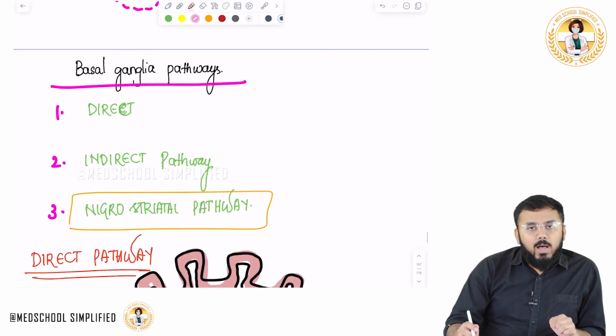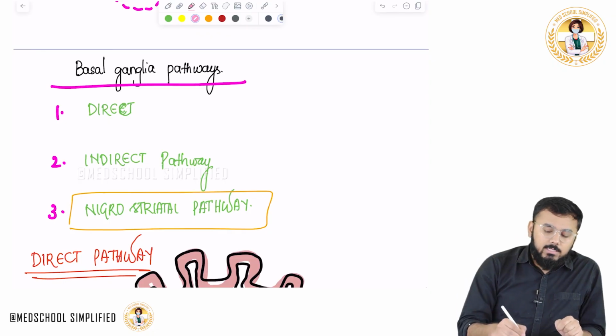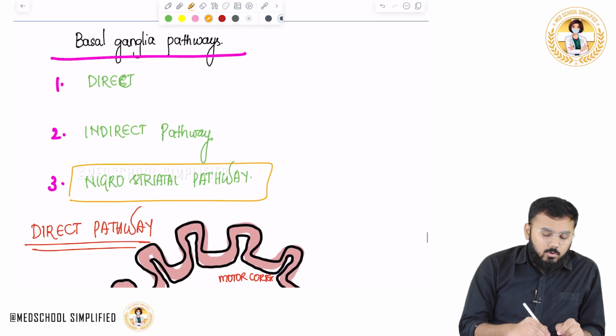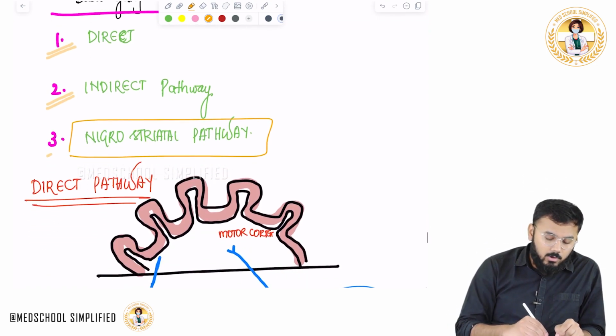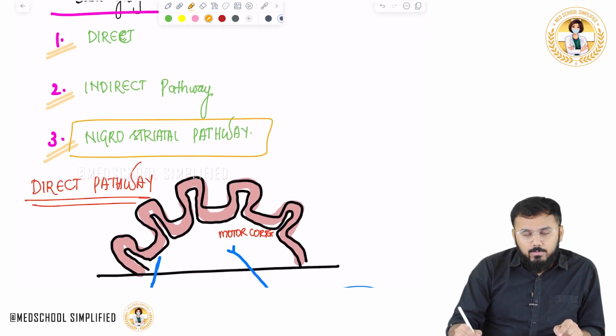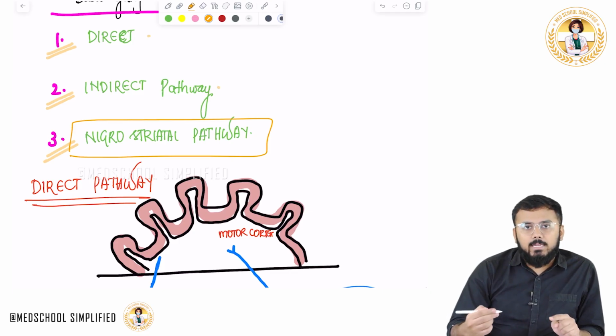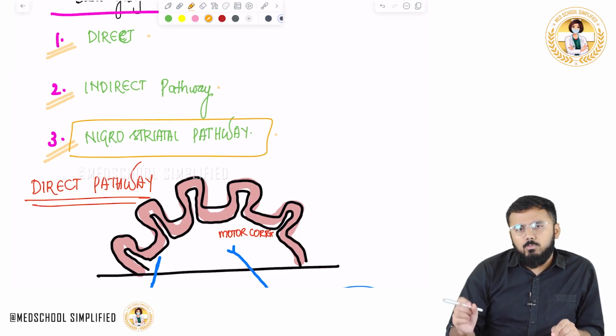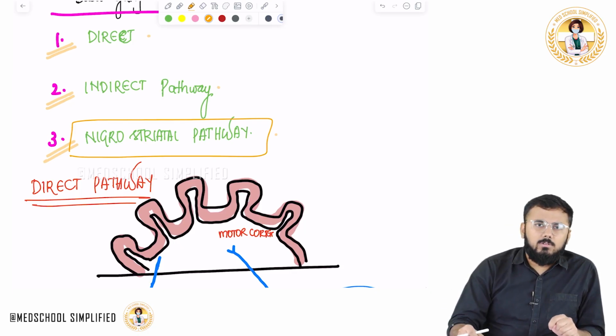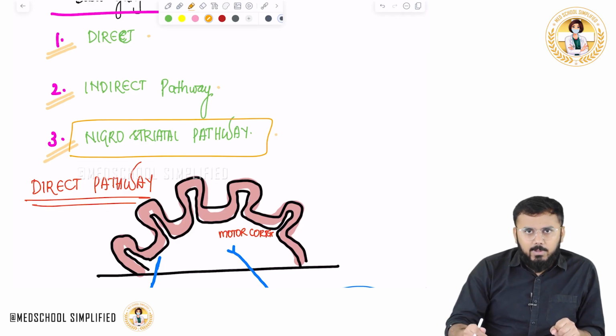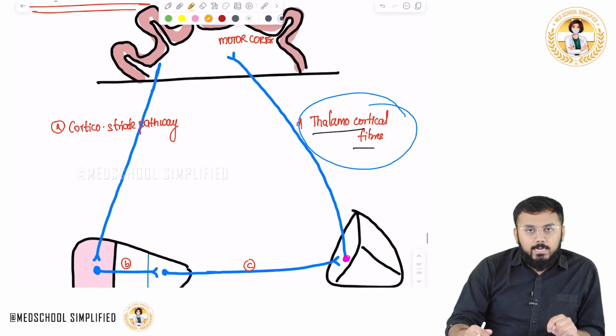So in the pathways, yesterday we discussed three important pathways. One you call a direct pathway, the next an indirect pathway, and the third a nigrostriatal pathway. Basically, we need the direct and indirect pathways acting simultaneously. What the nigrostriatal pathway does is make small modulations, small changes, within the direct and indirect pathways. First, let us look at the direct pathway.